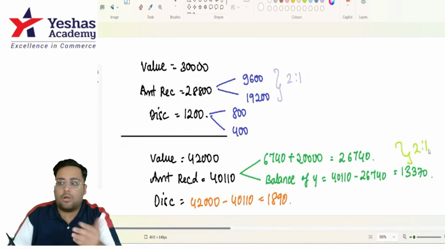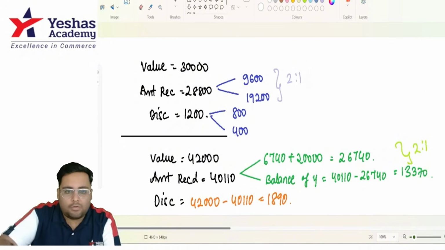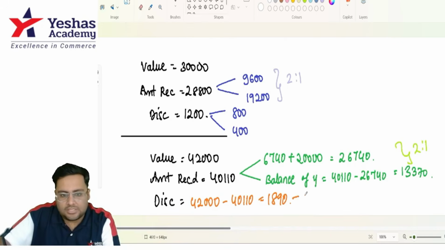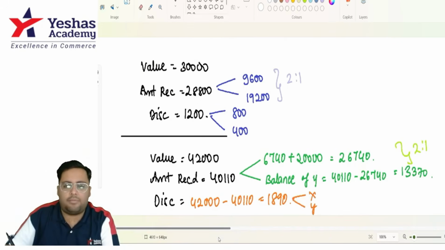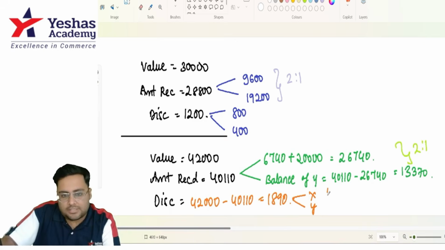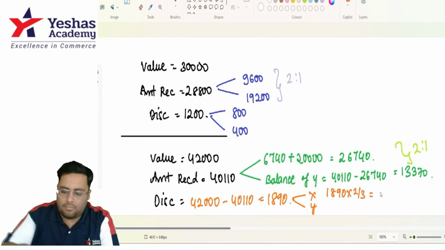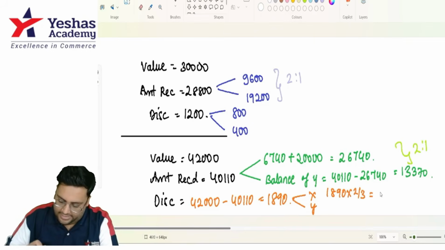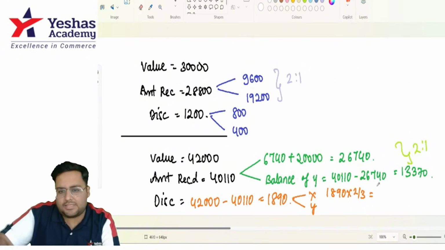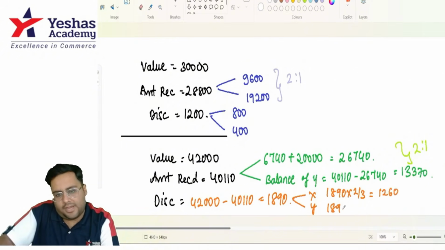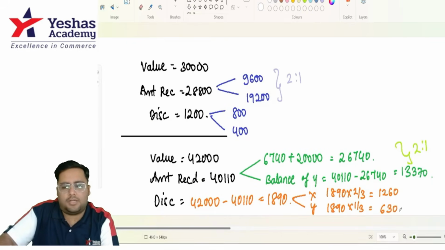But it need not be always 2:1. So what will happen with this 1,890? 1,890 also will be shared between X and Y. How much for X? 1,890 into 2 by 3, follow, is equal to 1,260. 1,260 is the discount of X, and how much for Y? 1,890 into 1 by 3, which will come down to 630.